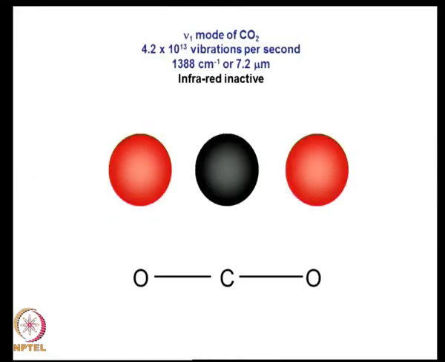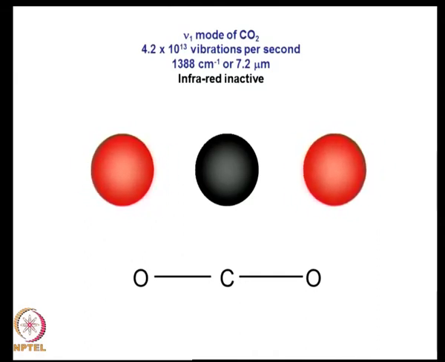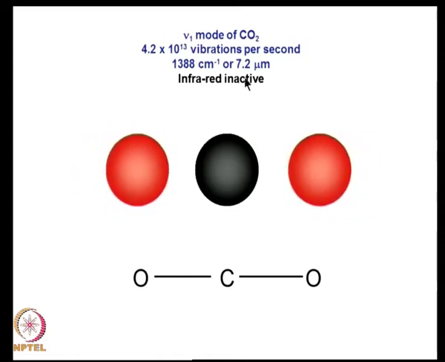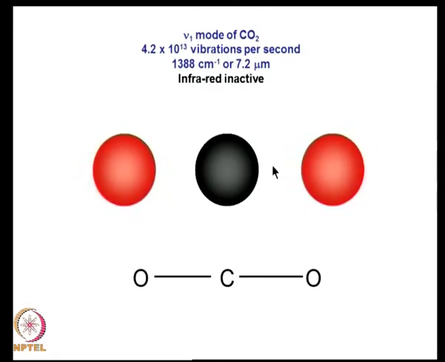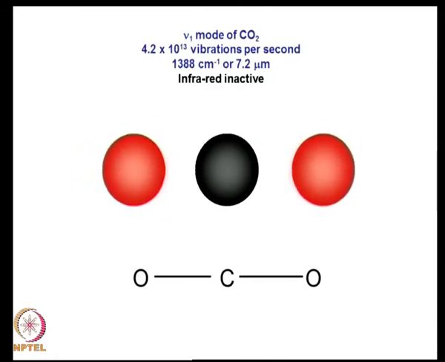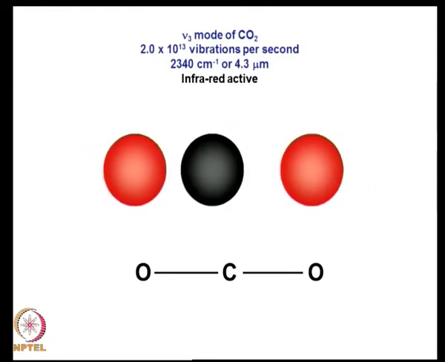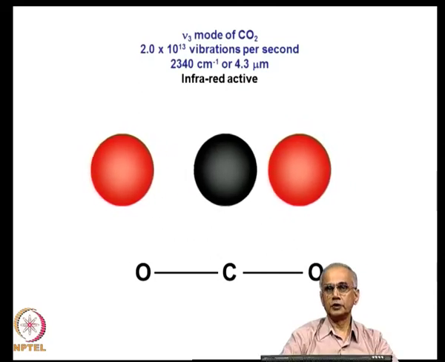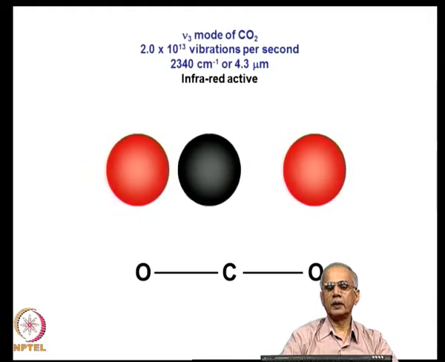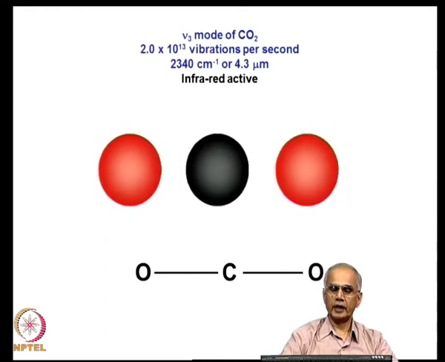Now, here is a model showing the vibration. This is one vibrational mode, the symmetric stretching mode. It is not active because in this mode there can be no change in dipole moment. The next one is the asymmetric stretching. You can see that the atoms are not moving in the same direction. So, this is a very important mode of carbon dioxide at 4.3 micron wavelength, very active.